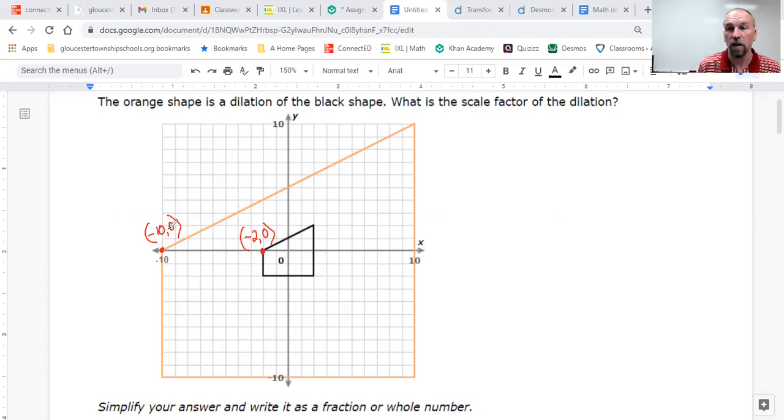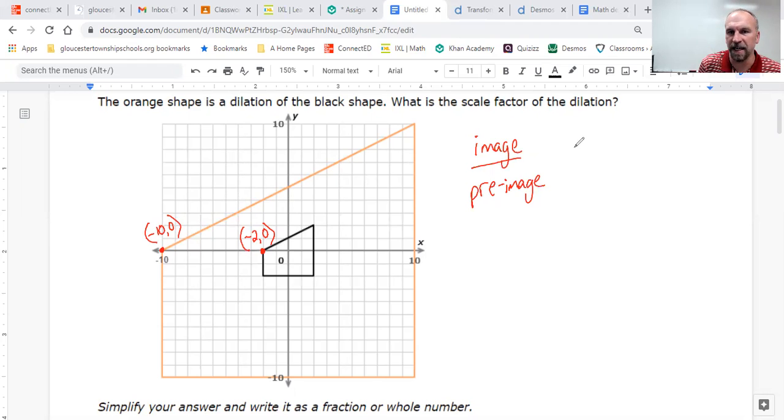Well, if you have the answer and you want to know what you multiplied by, you work backwards by doing the inverse. You divide. You always divide what you finished with by what you started with. So you're going to divide the image number divided by the pre-image number. In this case, I'm going to pick the x coordinates because the y coordinates are both 0. They're not going to do me any good.